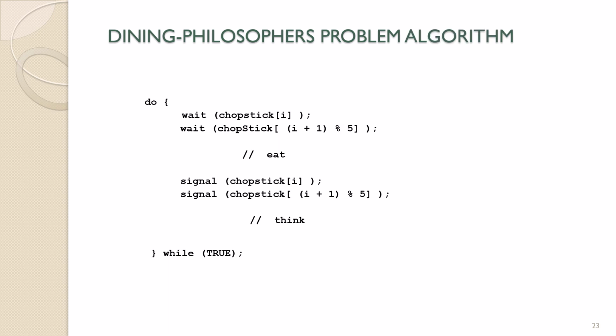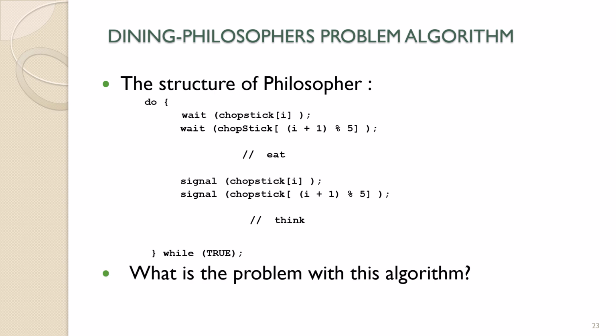So this is what I was just talking about. You would pick up your one chopstick on one side and then pick up the other one. You would eat, then signal. You would put down that chopstick. When you signal, you change it back to one, so then the other one could get it, and then you go back to thinking. So what could happen here?